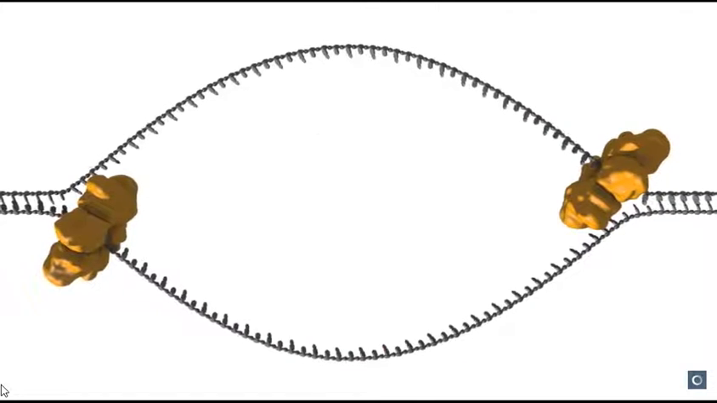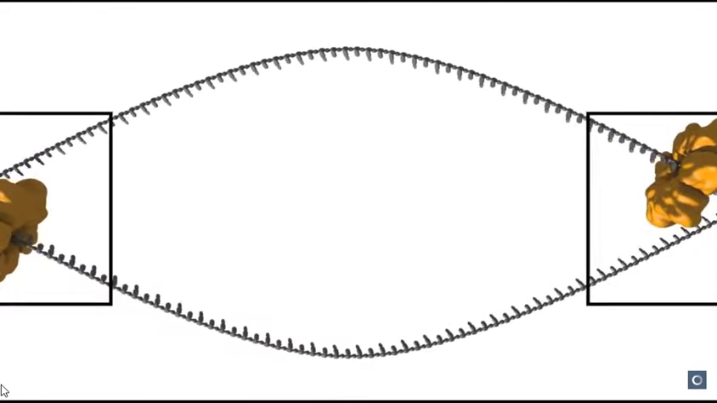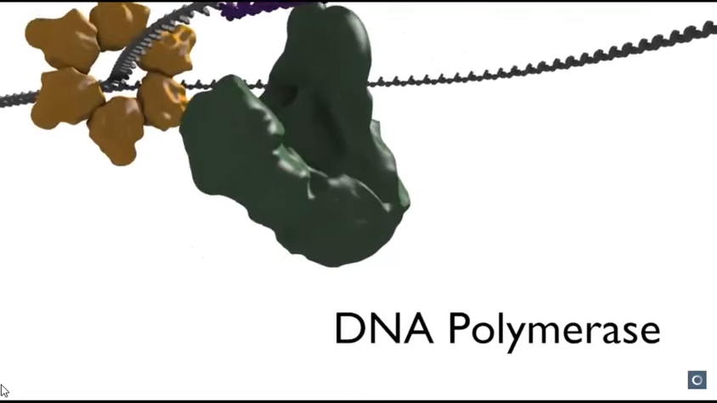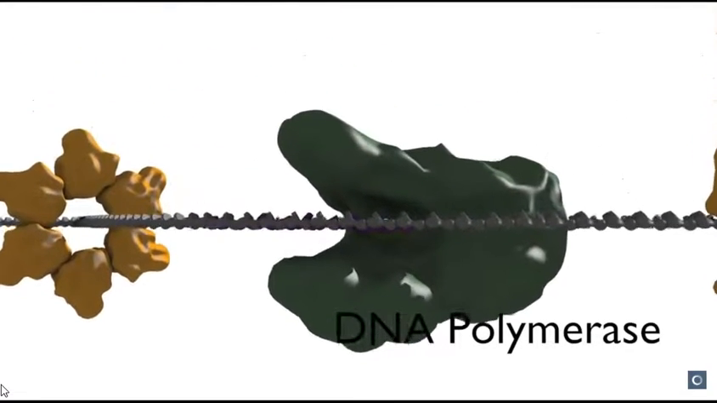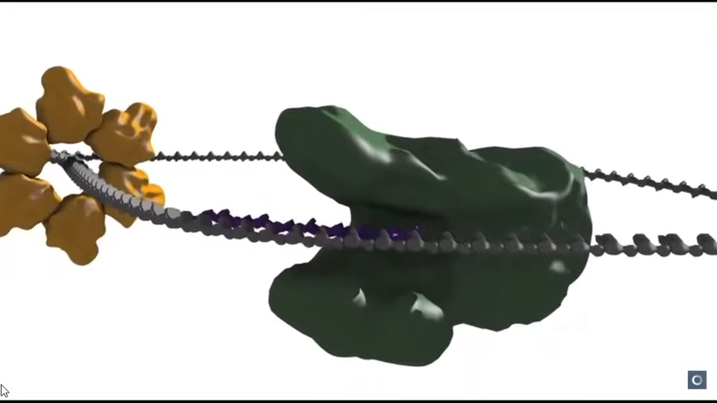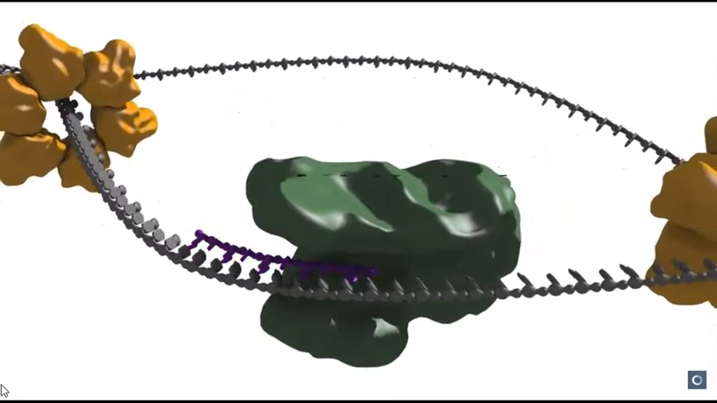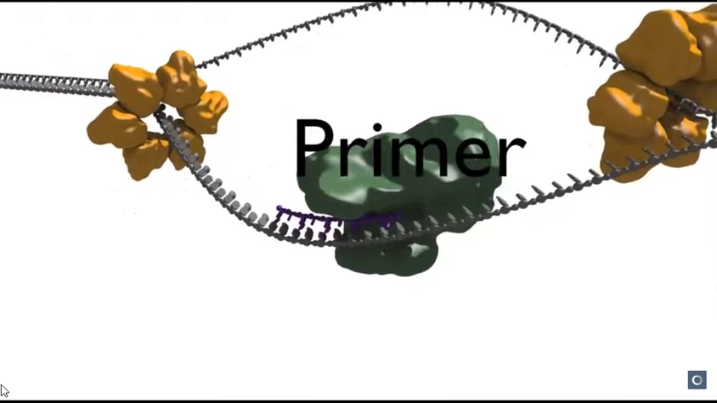This establishes 2 replication forks that will move away from each other as replication proceeds. The synthesis of DNA is catalyzed by an enzyme called DNA polymerase. However, DNA polymerases cannot start a new strand from scratch. Instead, they can only elongate an existing polymer of DNA or RNA. Consequently, a primer sequence needs to be made from which DNA polymerase can continue its synthesis.